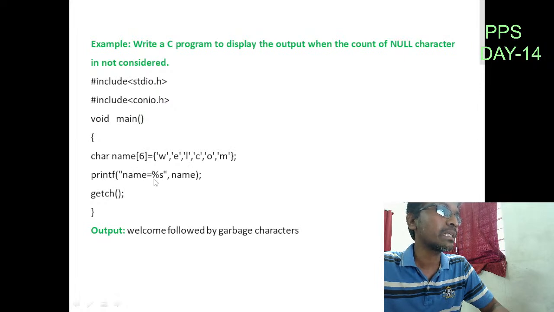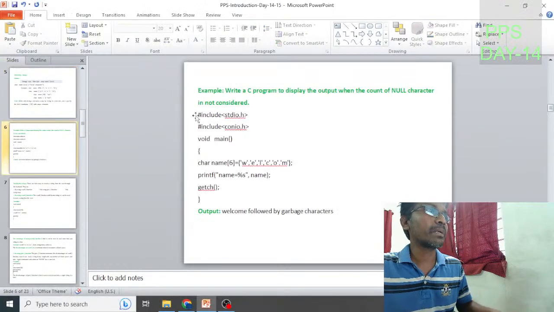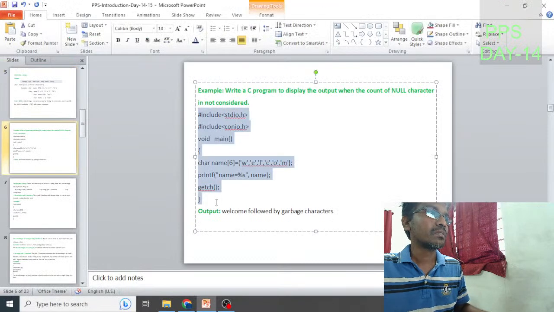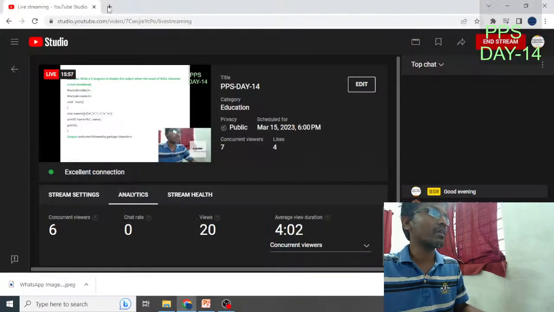If you try to print the name, it will give welcome followed by some garbage characters. Why? Because for storing the null character, you have not provided the extra byte. So while printing the name, it will print welcome followed by some garbage characters on the screen. So let us execute this code online.